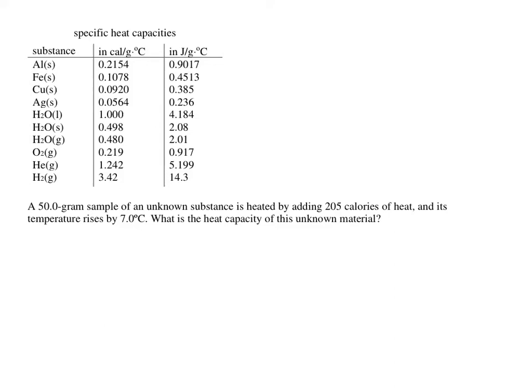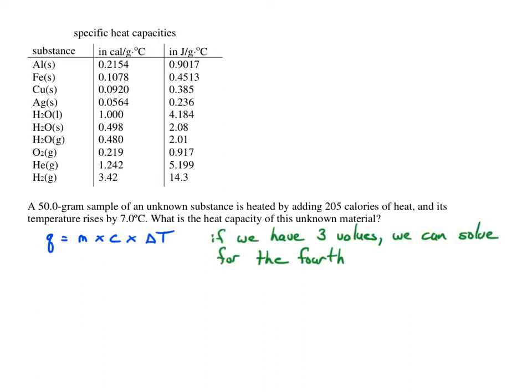This is a heat and temperature change question, so we know that we're going to be using the equation that heat is going to be equal to the mass times the specific heat capacity times delta T. When we have three of these values, we can solve for whatever the fourth one is. In this case, we're asked to solve for the specific heat capacity.